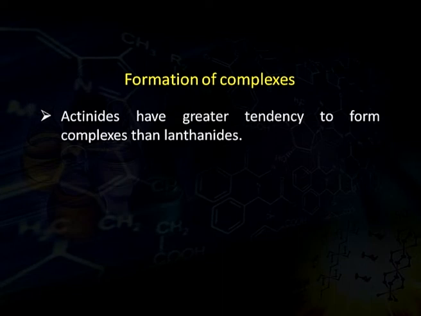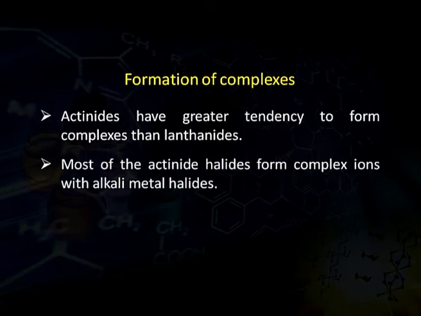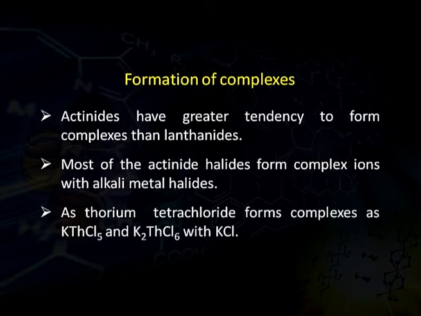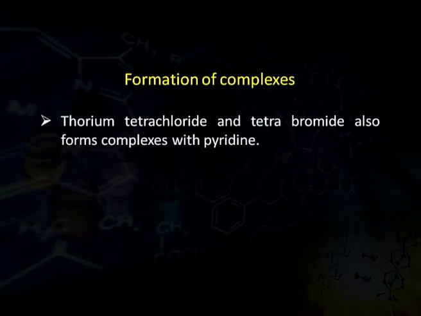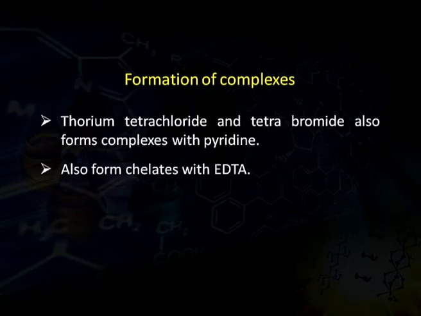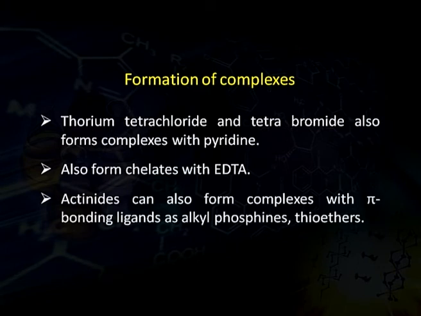The actinides have a greater tendency to form complexes as compared to that observed in lanthanides. Most of the actinide halides form complex ions with alkali metal halides, as thorium tetrachloride forms complexes such as KThCl5 and K2ThCl6 with potassium chloride. Thorium tetrachloride and tetrabromide also form complexes with pyridine. It also forms chelates with EDTA. Chelate means it has a ring type structure. The actinides can also form complexes with pi bonding ligands such as alkyl phosphines and thioethers.